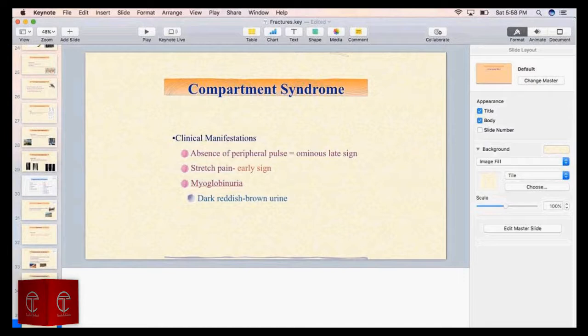So clinical manifestation, I repeat, because it's a very important thing. Absence of peripheral pulse is an ominous late sign. Stretch pain is an early sign. And myoglobinuria, again, once there is an ischemia to muscle, that's also a late sign.